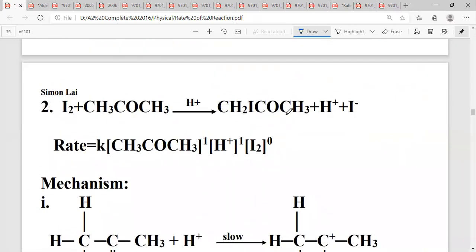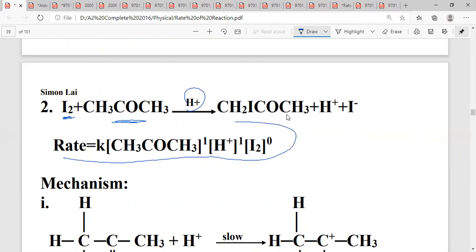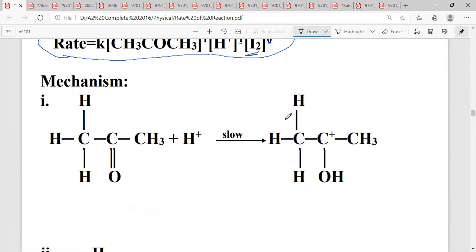Now this is the famous reaction, remember the propanol with iodine with your H+. Okay, now this is the rate law that we found from your graph and from your table of values. Okay, iodine is 0 order, H+ is 1 order, propanol is 1 order. Now what's the mechanism like? So how many steps? You don't learn this, okay, but you should know it.